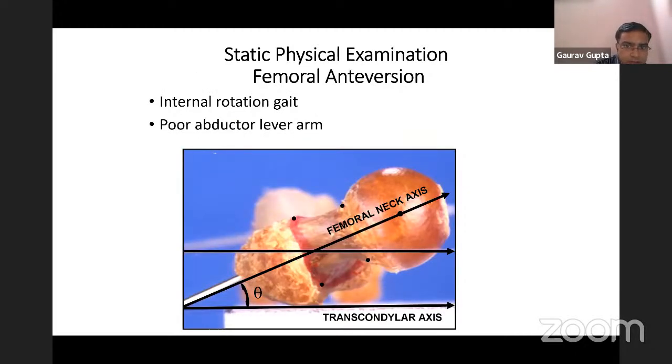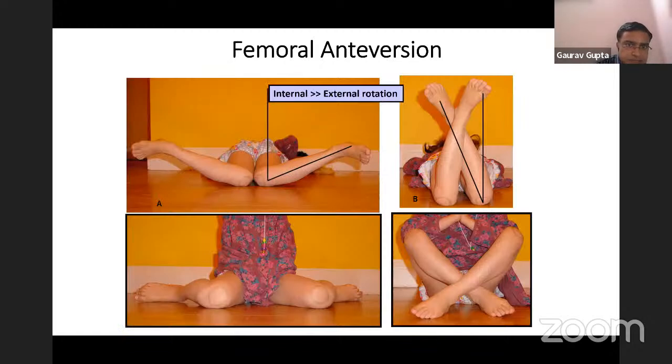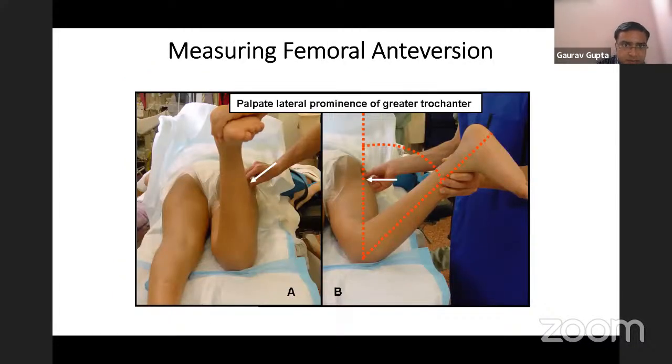Then we assess the torsional profile of the femur. And we see a lot of kids walking with internal rotation gait, leading to a poor abductor lever arm and an energy inefficient gait. So to assess femoral antiversion, we know that femoral antiversion is the angle between the femoral neck and the transcondylar axis. And clinically, we measure it by making the child prone. So these are the photographs showing the increased femoral antiversion, leading to increased internal rotation and decreased external rotation. And this femoral antiversion can be measured by making the child prone and internally rotating the femur, simultaneously assessing the greater trochanter. And when it becomes the most prominent or becomes parallel to the couch, that is the point where we measure the angle as shown in this photograph. This is also known as Craig's test.